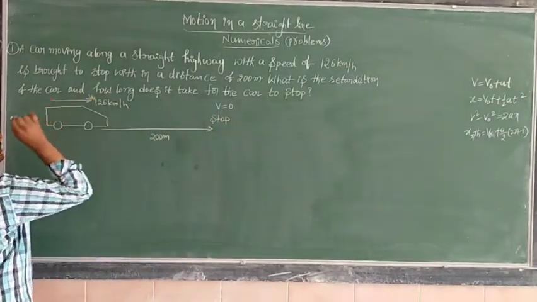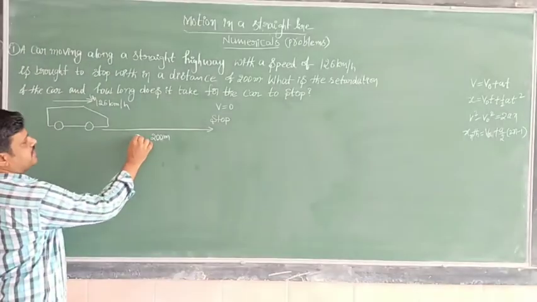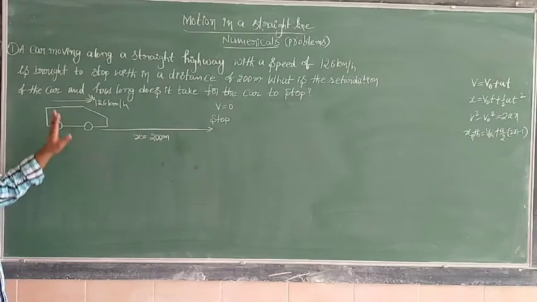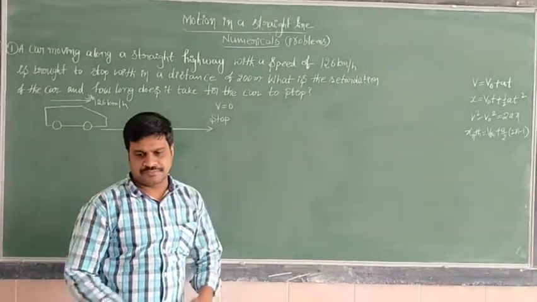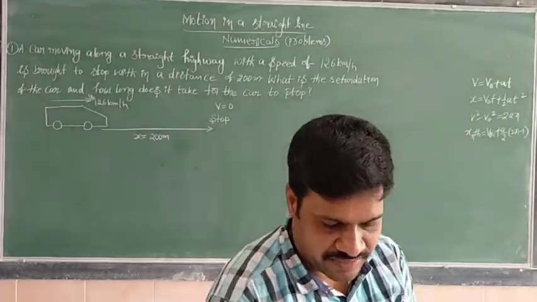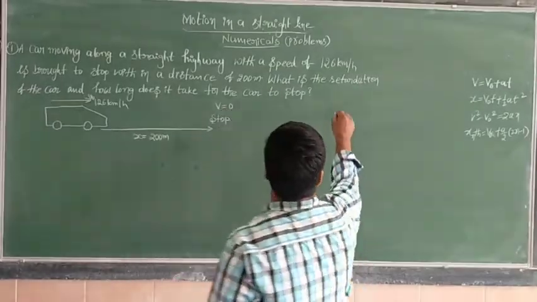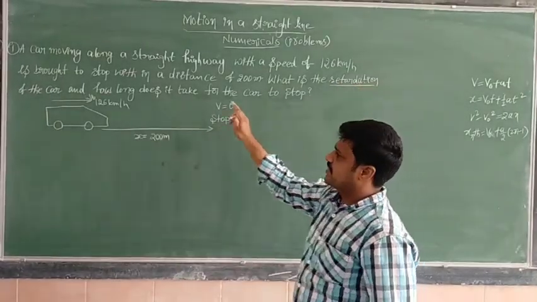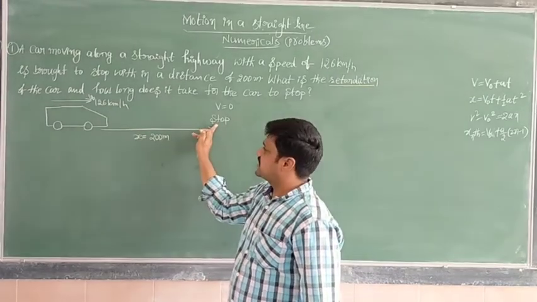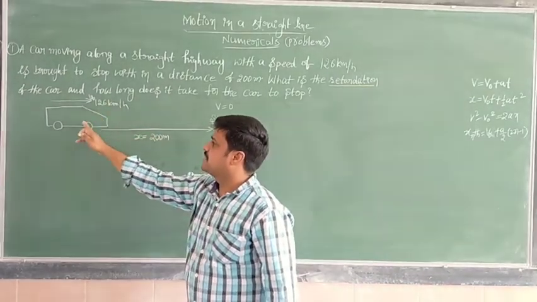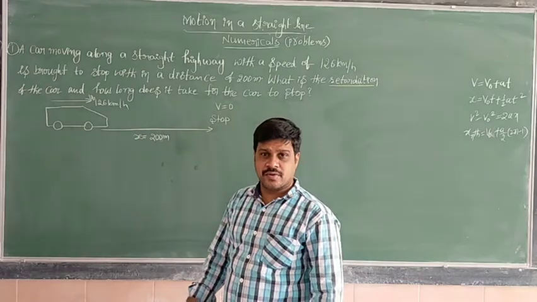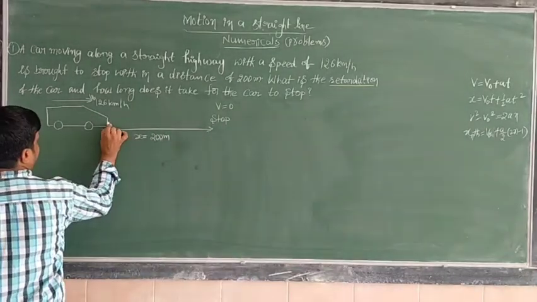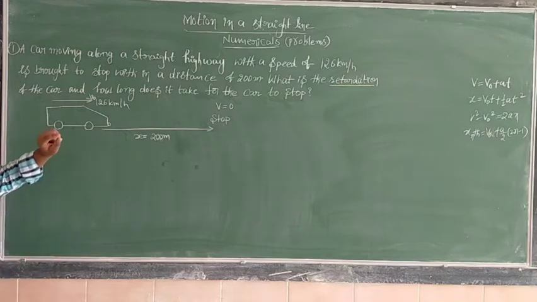Initial velocity is 126 km per hour and distance is 200 meters. So what is the question? What is the retardation of the car? He is asking what is the retardation of the car. Retardation means negative acceleration. Final velocity is smaller than the initial velocity, which means the velocity is going to decrease, so the car is moving with negative acceleration. So the retardation, the negative acceleration, we have to find out.